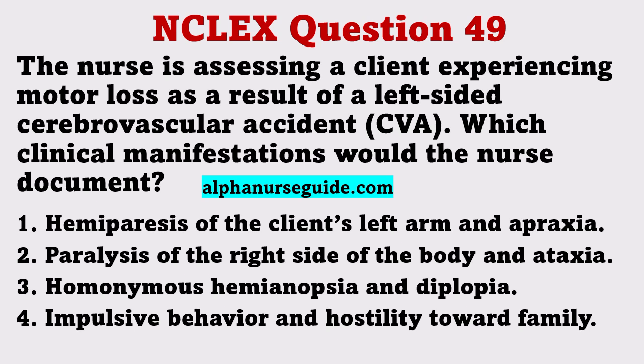The correct answer is 2. Paralysis of the right side of the body and ataxia. The most common motor dysfunction of a CVA is paralysis of one side of the body, hemiplegia. In this case, with a left-sided CVA, the paralysis would affect the right side. Ataxia is an impaired ability to coordinate movement.